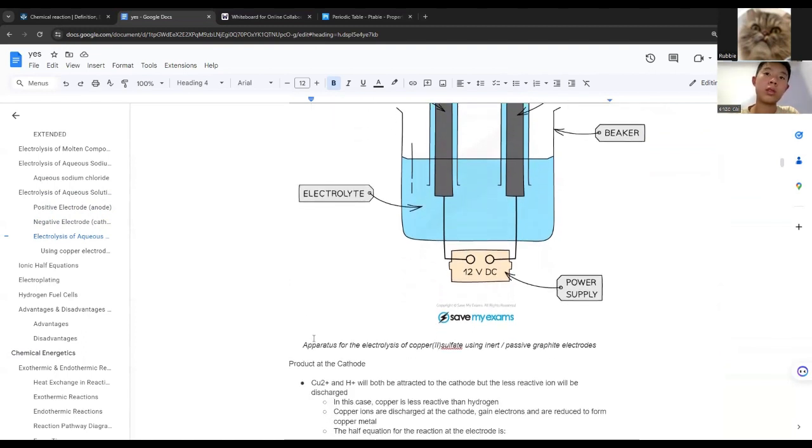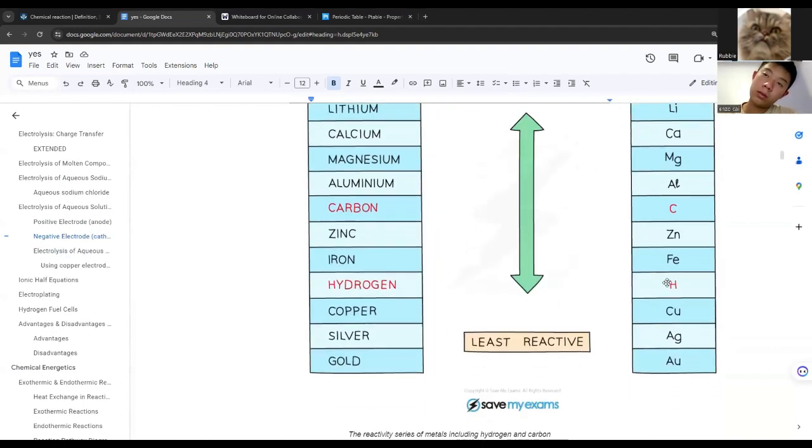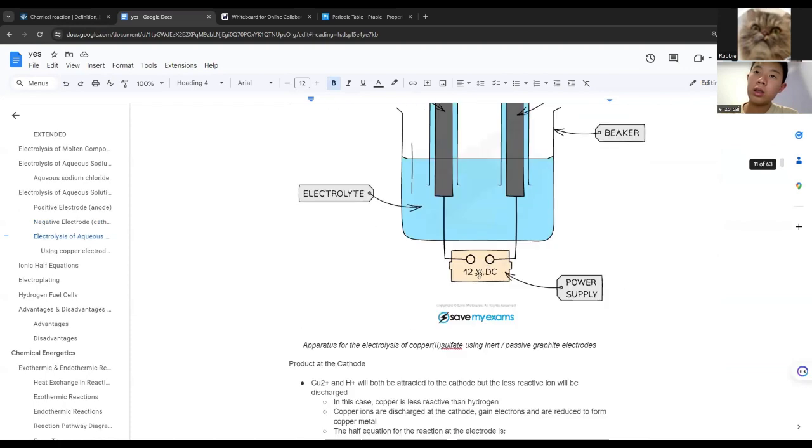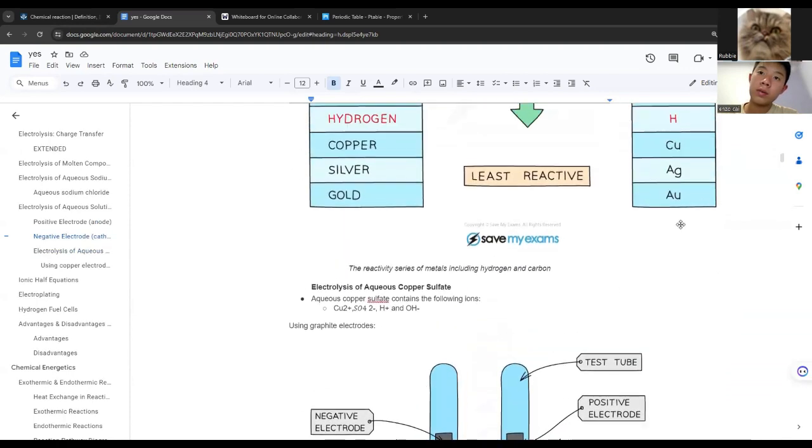Okay. The product at the cathode will be either copper or hydrogen because they have a positive charge. They will both be attracted to the cathode, but the less reactive ion will be discharged. So, which one will be discharged, hydrogen or copper? Copper, because copper is less reactive.